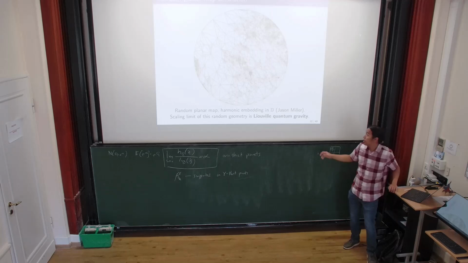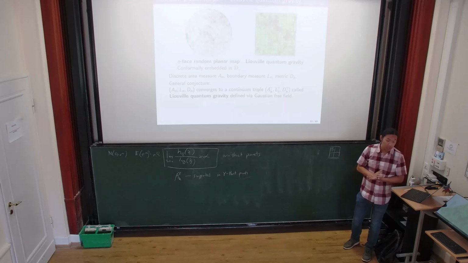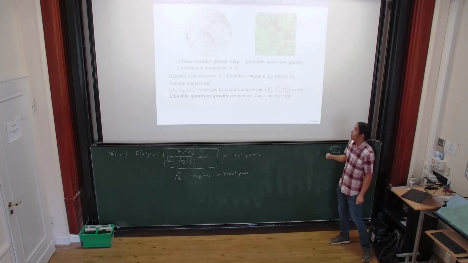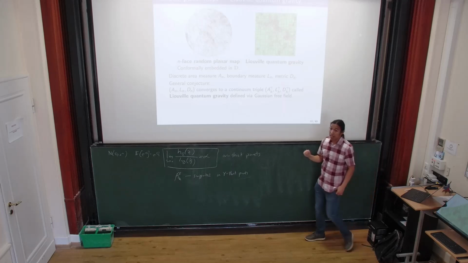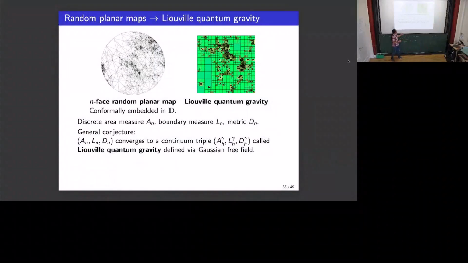It turns out that the scaling limit of this random geometry is Liouville quantum gravity, and let me make that more precise. We have a random planar map with n faces, conformally embedded inside a unit disk. This endows the unit disk with a geometry, right? We can define an area measure on the disk by taking counting measure on the set of vertices and rescaling by some power of n. That gives us a discrete area measure A_n. You can define a length measure L_n as well by taking the counting measure on the boundary vertices and rescaling by some power of n.